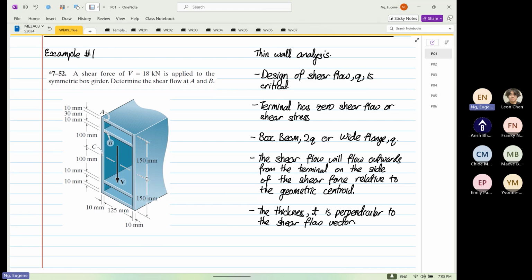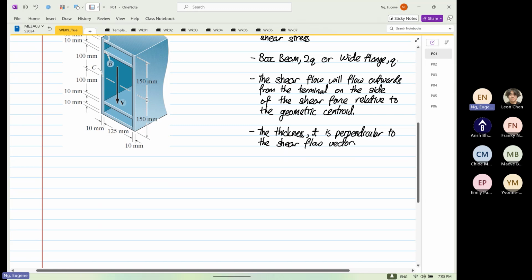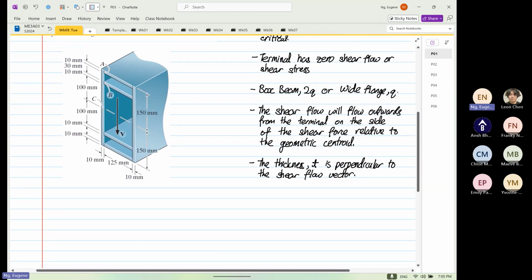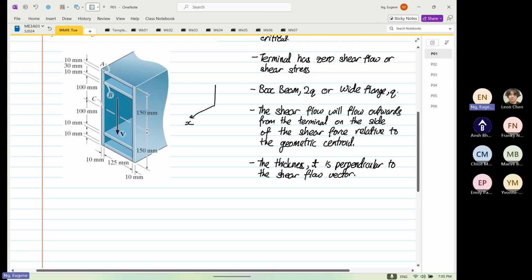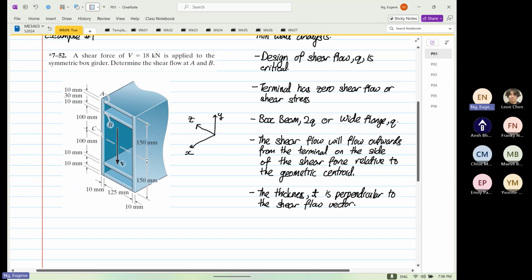Okay, now let's start. Let's do the transformation first. So we know that this is our x, this will be our y, and this is our z. Okay, so that is our transformation. So we know that there's a shear force coming down, Vy, and it is 18 times 10 to the power 3 Newton. I'm not going to waste time finding the second moment of area. I'm just going to write it down.